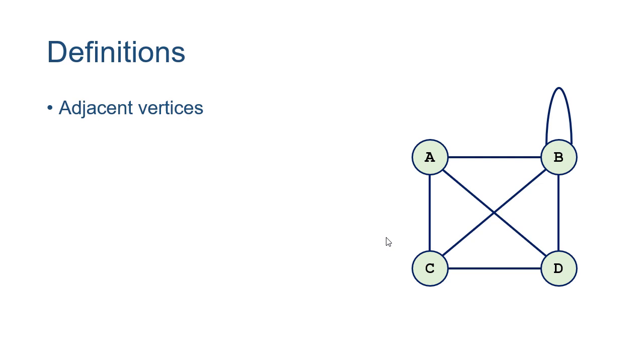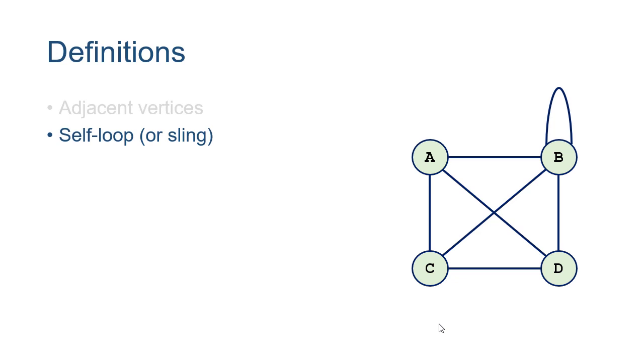So here's another example of a graph, and we're going to talk about some specific definitions. We say 2 vertices are adjacent if they're connected by an edge. So here A and C are adjacent because there's an edge A to C. A to D are also adjacent vertices, as are B and C, and we can also call adjacent vertices neighbors.